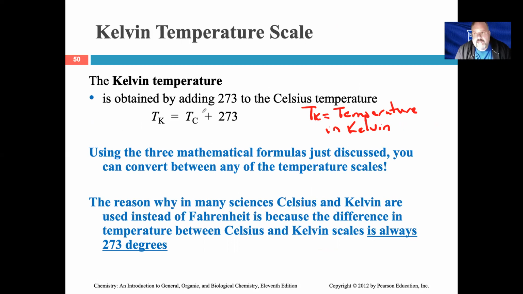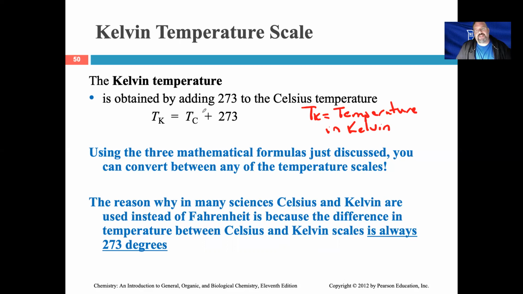Now, as I mentioned, not only in chemistry really, but in a lot of sciences, the Celsius and the Kelvin scales are used instead of the Fahrenheit scale. And there's a pretty simple reason for this. The reason is that the difference in temperature between the Celsius and Kelvin scales is always 273 degrees. In other words, give me any temperature on the Celsius scale, and I guarantee you the difference in temperature on the Kelvin scale is 273. To be specific, it would be 273 higher.